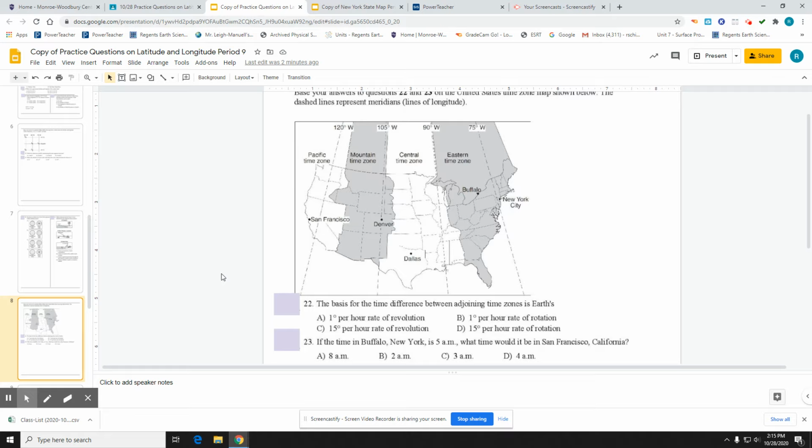Number 23, if the time in Buffalo, New York is 5 a.m., what would be the time at San Francisco? So if it's 5 right here, let me just put down a 5 over here. If we were to travel to this zone right here, the time would be 4 because we're going to the west, time becomes less. If we travel to this zone right here, the time becomes 3. And if we travel to this time zone right here, the time would become 2. And so our right answer is 2 a.m.